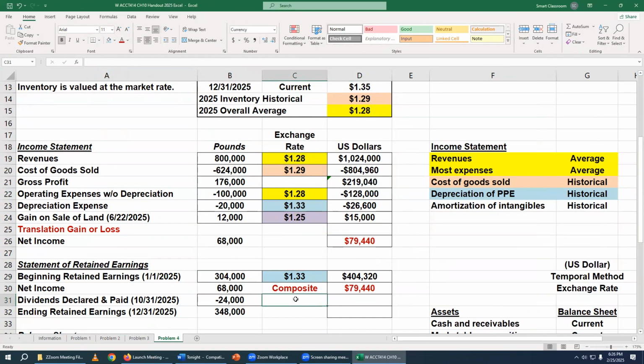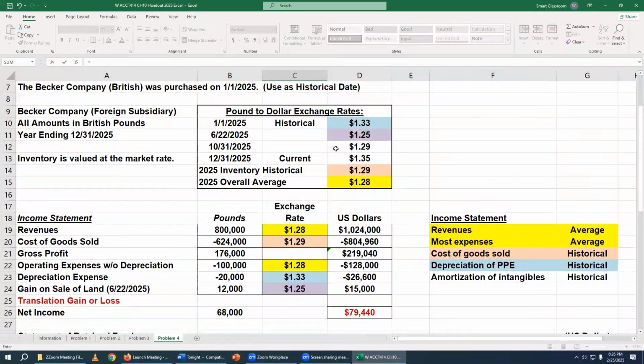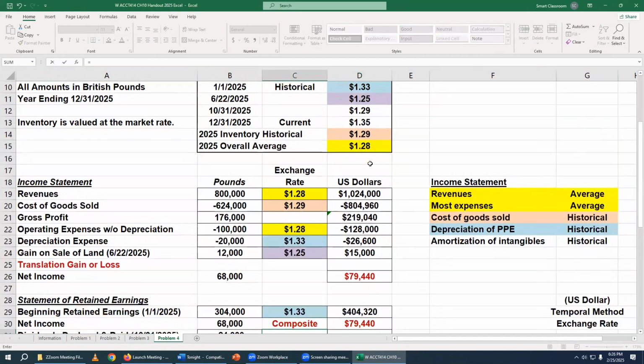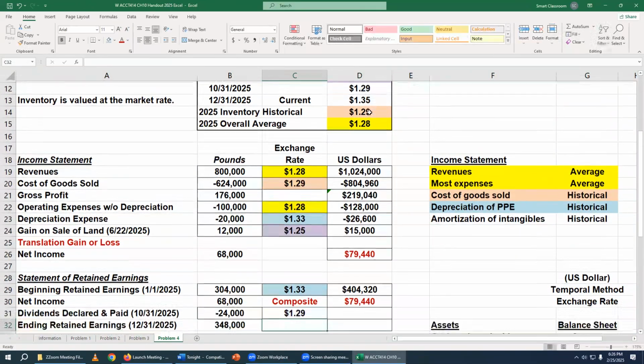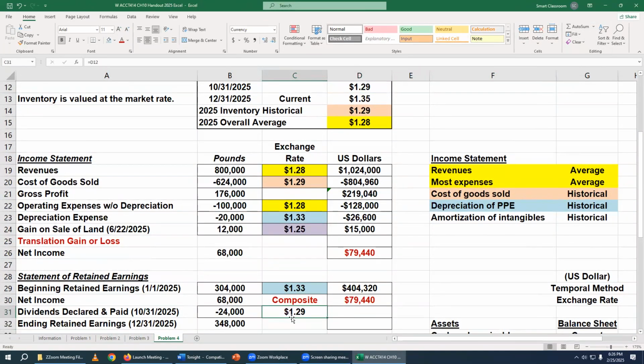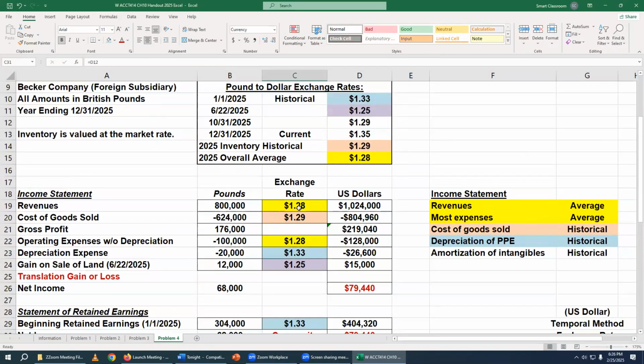Okay, dividends declared is not a composite. They were declared at one time on 10/31, on Halloween. And that's just a coincidence that it's the same as the inventory historical there. Let me give that a color.